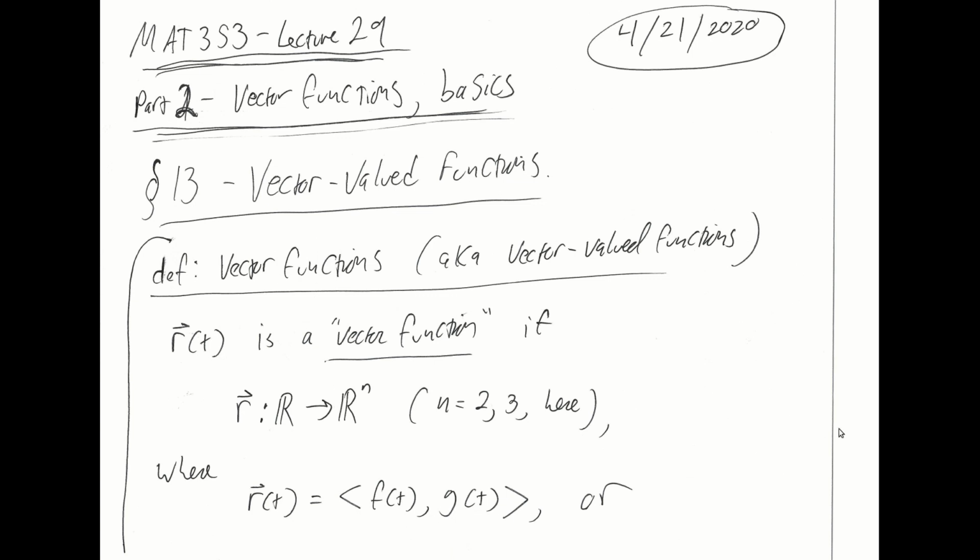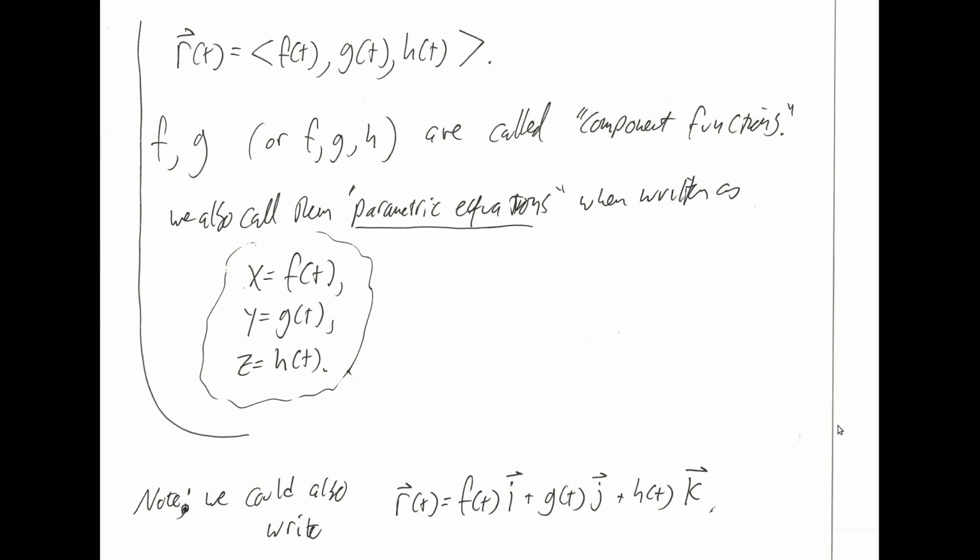If instead you want to talk about vector-valued functions mapping R into R^3, then you've just got three scalar-valued functions glued together with the vector notation. These scalar-valued functions that a vector-valued function is built out of are called component functions. They are also sometimes called parametric equations in a context where they're written in this way.